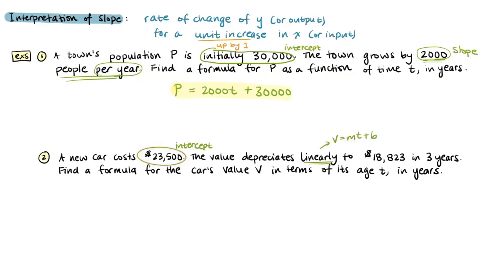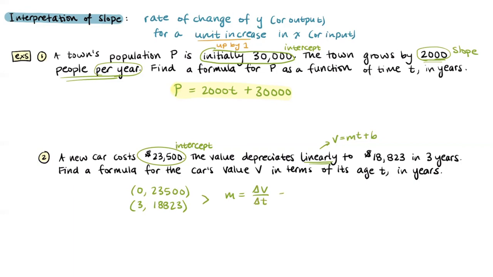Here we have basically 2 points on the graph of the equation. We have (0, 23,500), and we also have that 3 years later, the value is 18,823. And so we can use these to find the slope. Normally m, the slope, is change in y over change in x, but here it'll be change in V over change in t.